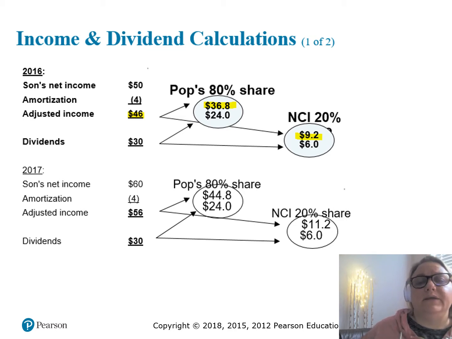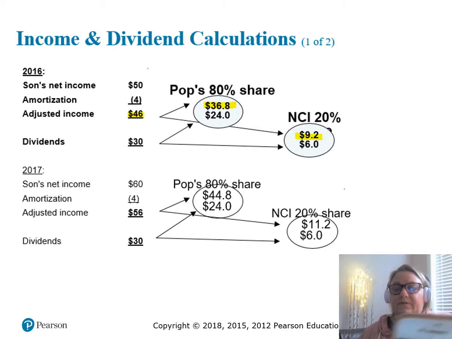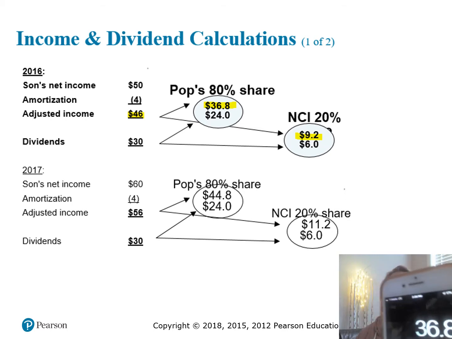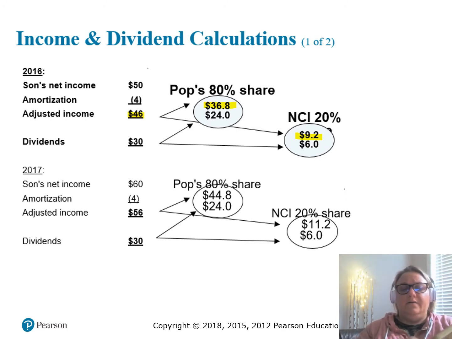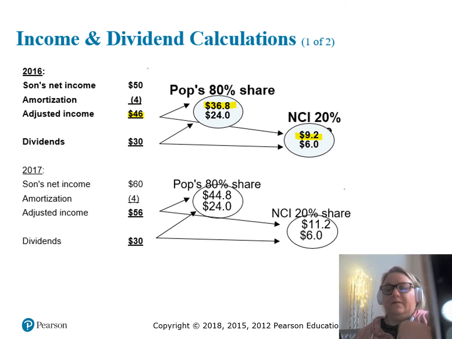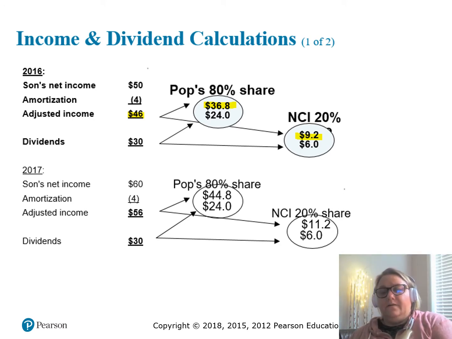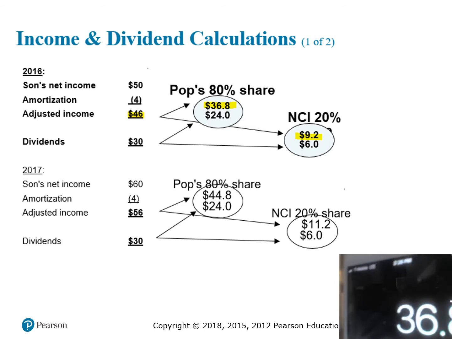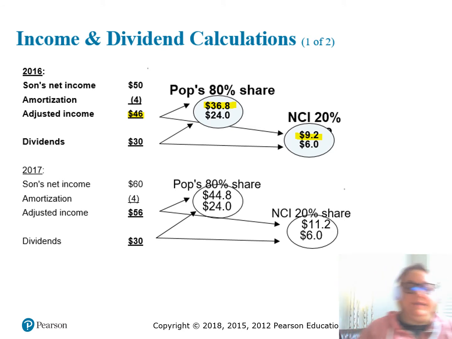And what I'm doing in my calculator is taking the 46 times 0.8. This is it, 46 times 0.8. All right, and that's where, I'm trying to show this, 36.8 is coming from.